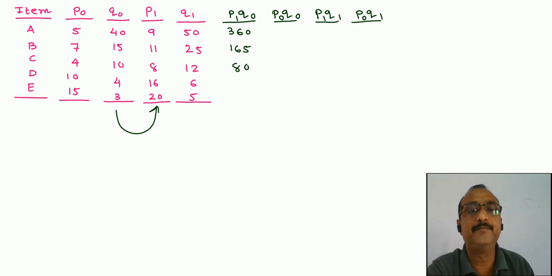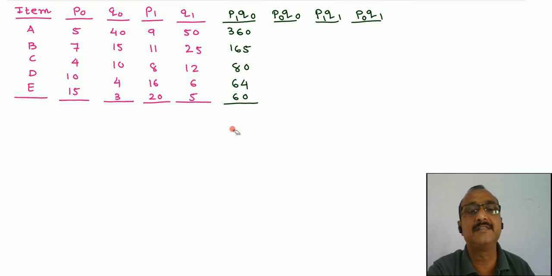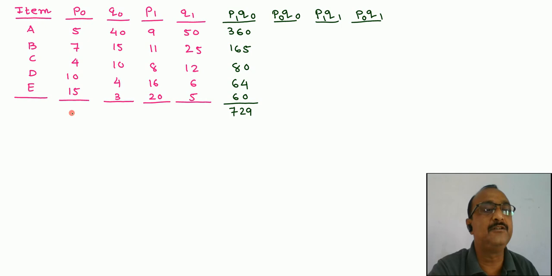14 into 9, 360; 15 into 11, 165; 10 into 8, 80; 64 and 60. Now P0 total 729. Now P0Q0, first and second.